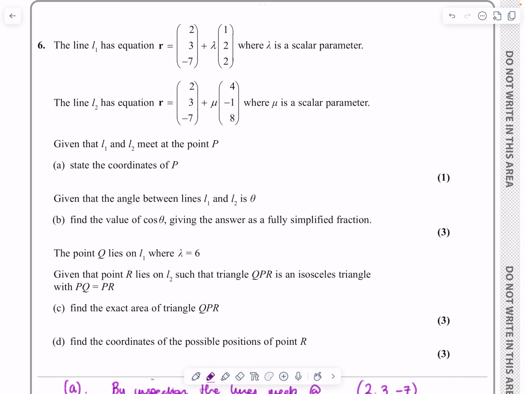Well, yeah, we should be able to do that. In fact, sorry, no, it doesn't say that. It says, can we find the value of cos theta? So all the way through this question, there are little bits to try and catch us out, and give that as a simplified fraction. Okay, yeah, well, let's do that then.